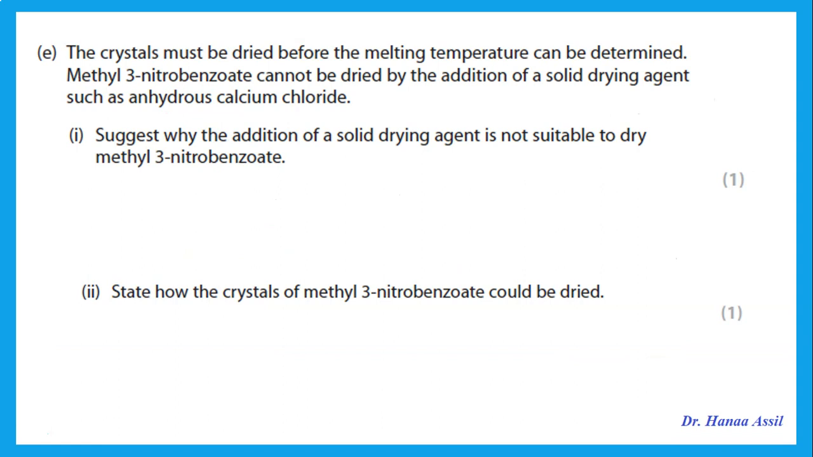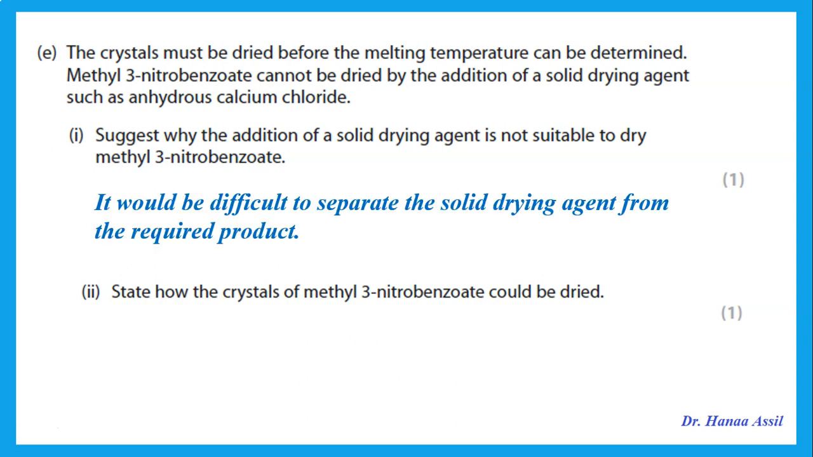The crystals must be dried before the melting temperature can be determined. Methyl 3-nitrobenzoate cannot be dried by addition of a solid drying agent, such as anhydrous calcium chloride. So explain why the addition of a solid drying agent is not suitable to dry any solid. If I'm trying to dry a solid product or a solid substance that I'm trying to make, I don't add a solid drying agent, because that means you're mixing two solids together. How are we going to separate them? So we do not use a solid drying agent to dry any solid. We use it to dry liquids. It would be difficult to separate the solid drying agent from my required solid.